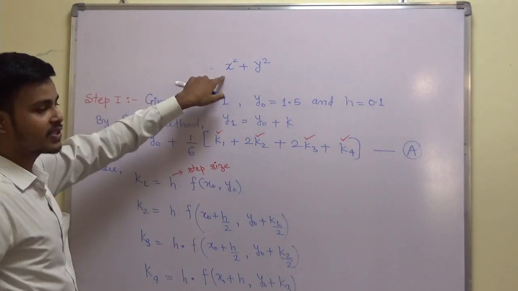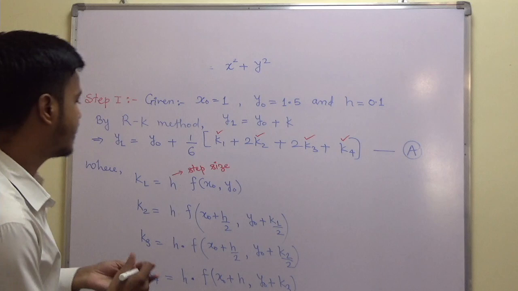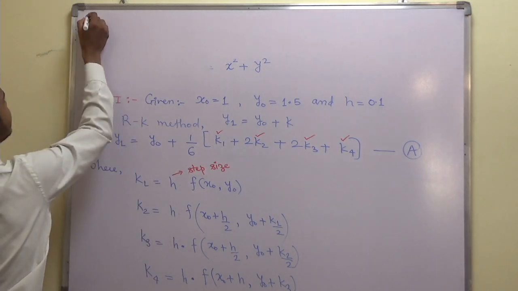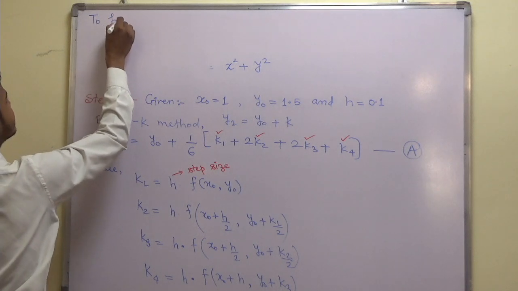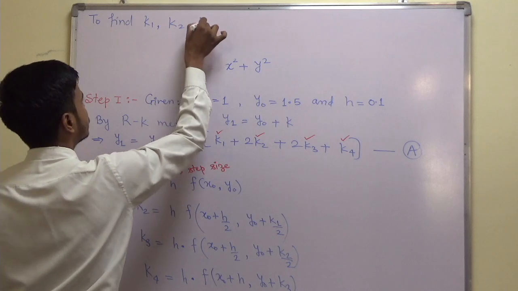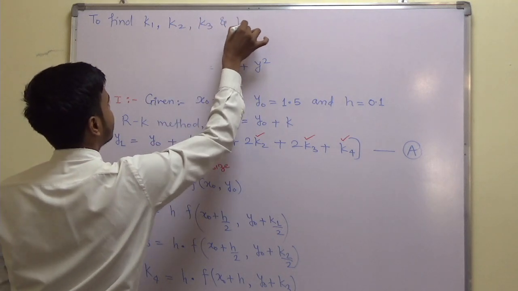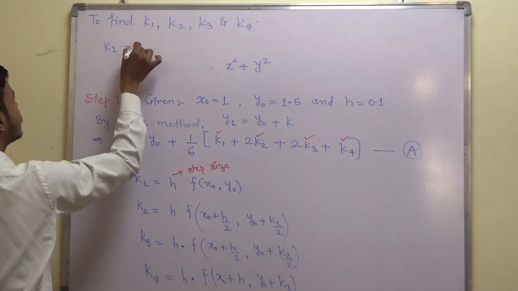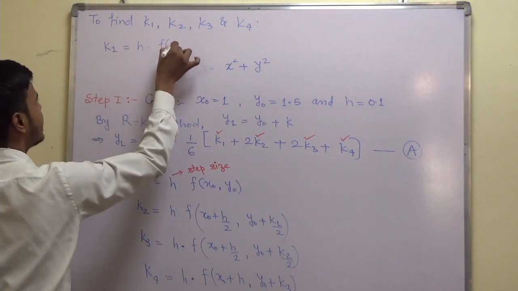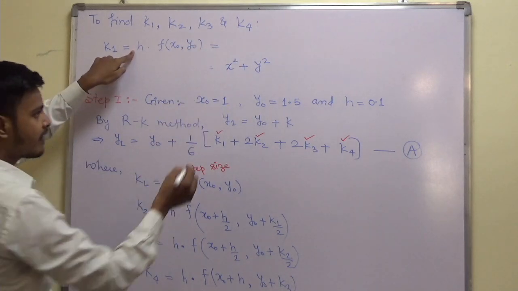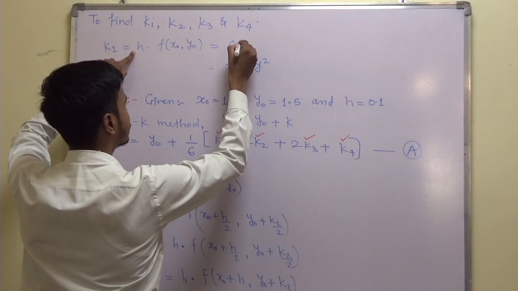So what is f of x, y? x square plus y square. Okay, so I am going to find out k1. If you want, you can write here to find k1, k2, k3 and k4. So what is k1? k1 is equal to h into f of x0, y0. What is h? We have the value of h to be 0.1.